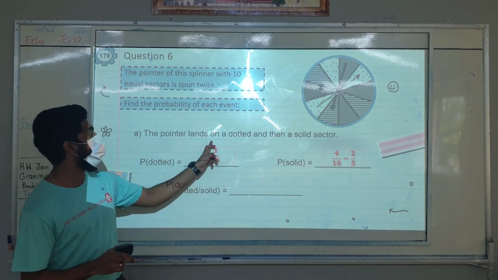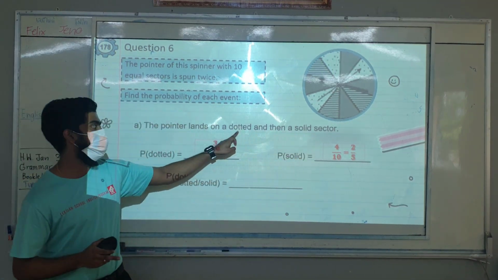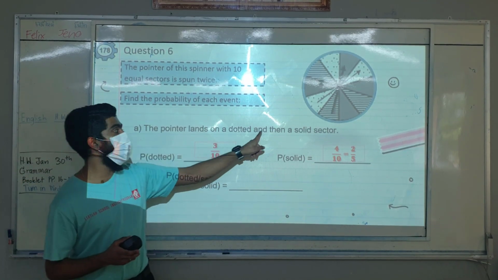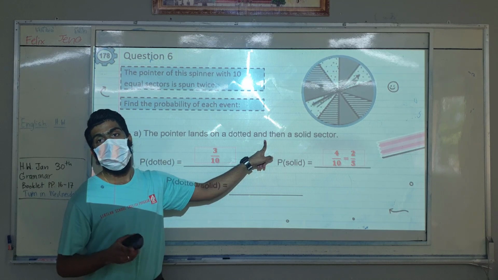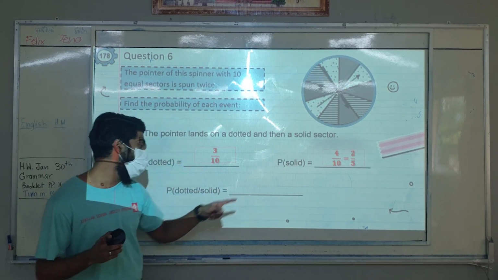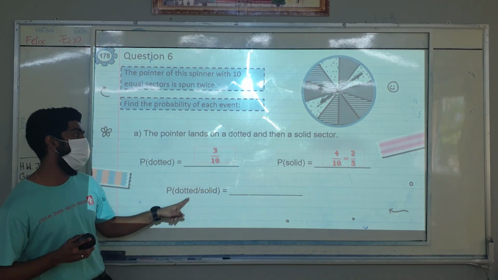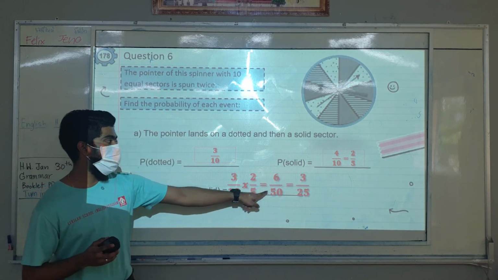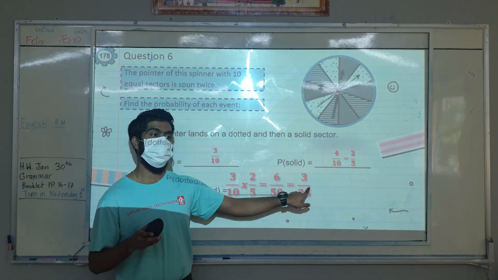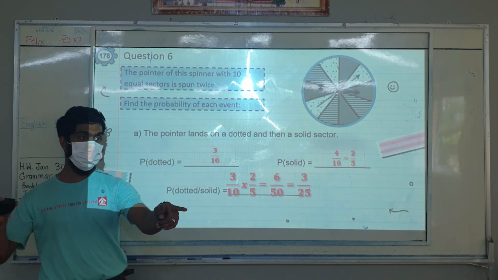Understood? Now, the question is asking it lands on a dotted and solid. So, dotted is what? What is the fraction of dotted? 3 over 10. What do you mean by and? Multiply. What is the solid? 2 over 5. So how will we write the statement here? We'll have 3 over 10 multiply with what? Multiply with 2 over 5, which will give us 6 over 50, which is 3 over 25. Understood? All clear? Good?